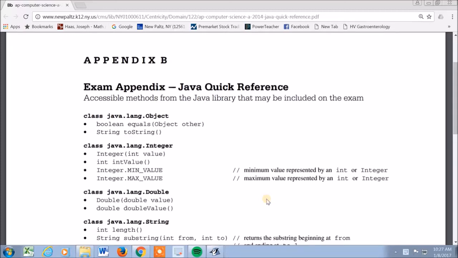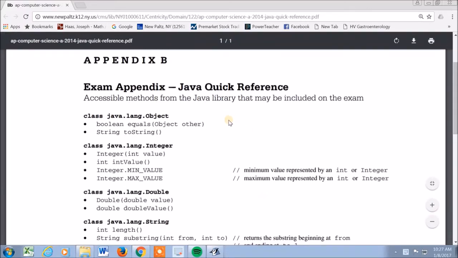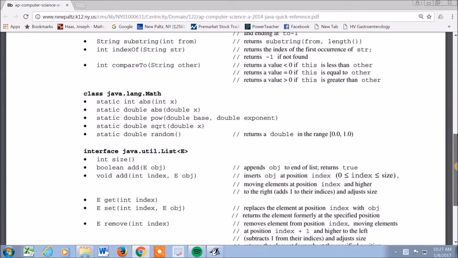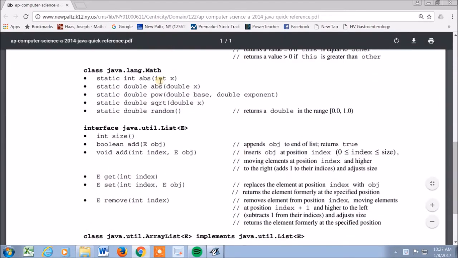I want to talk about the math methods that you need to know about on the AP exam. Again, this is a Java quick reference. You're going to get a copy of this when you take the exam, so you don't need to memorize this, but you need to understand what these methods do. So these are the math methods that you need to know about.